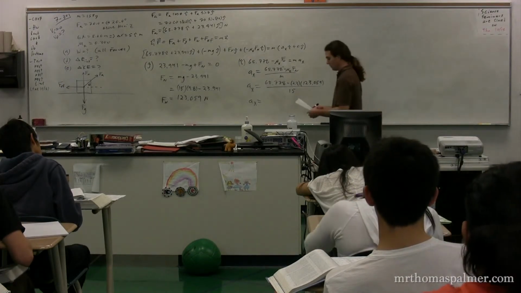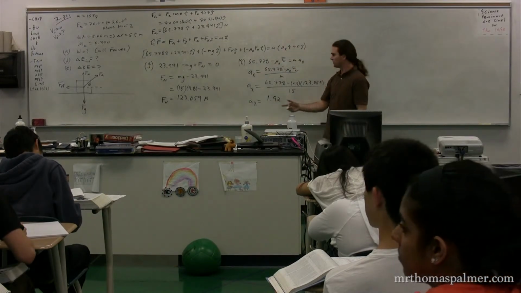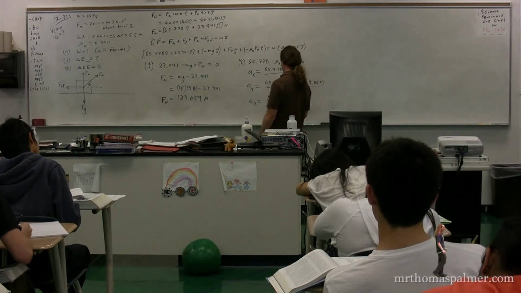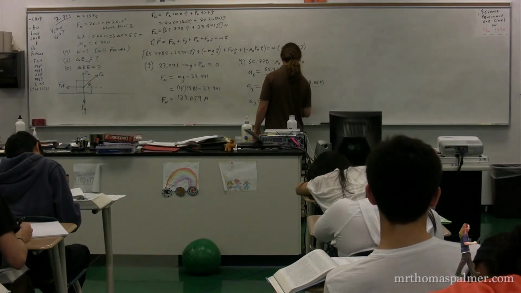What do we get? 1.92. Independent confirmation, 1.92. Any more sig figs on that? 1.924. So we'll just go 1.92 meters per second squared.